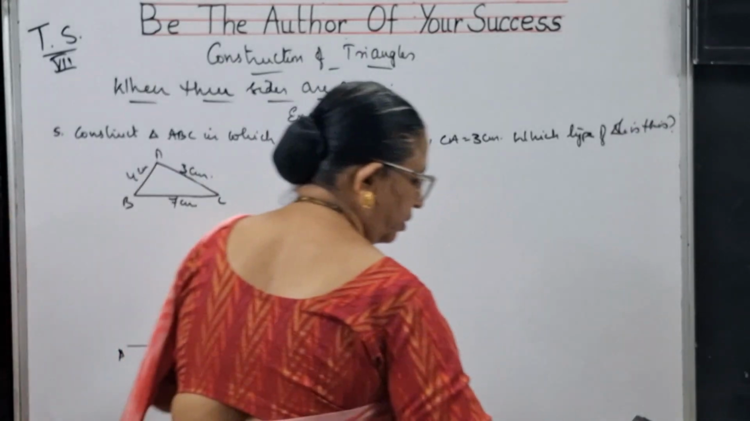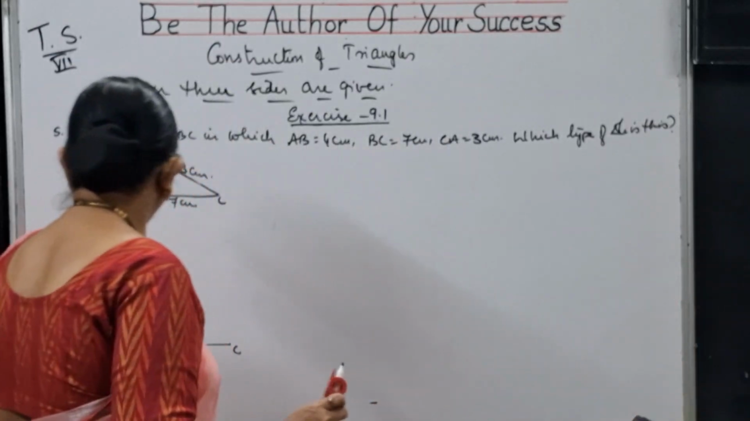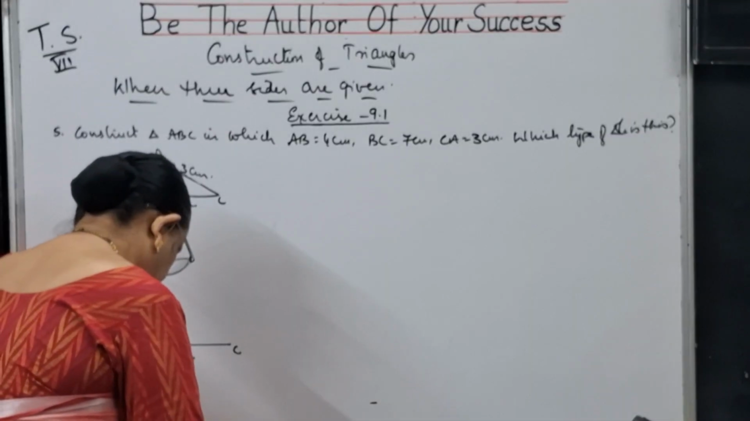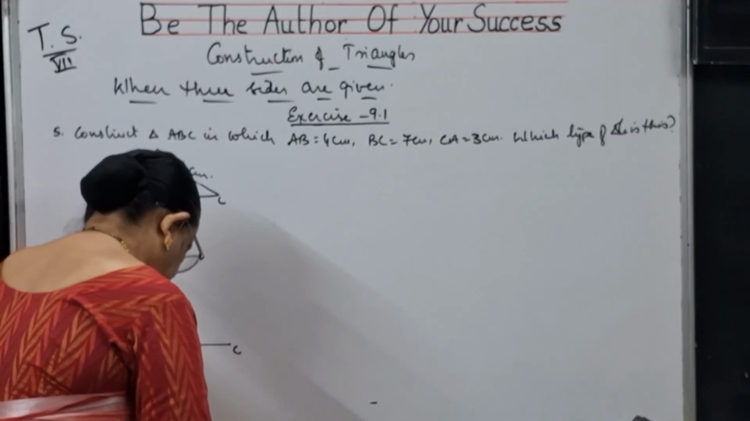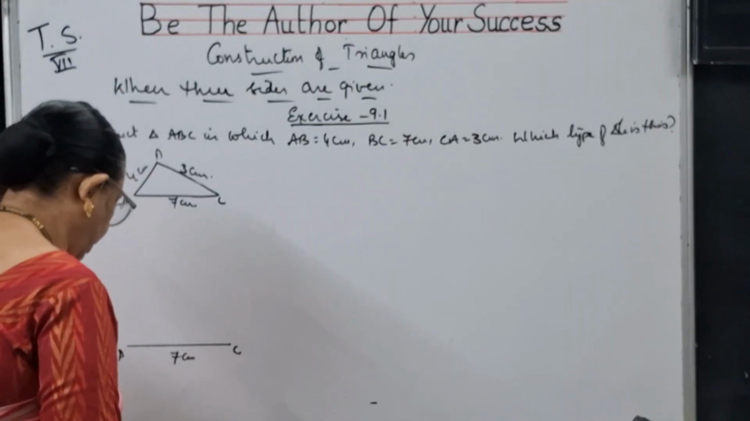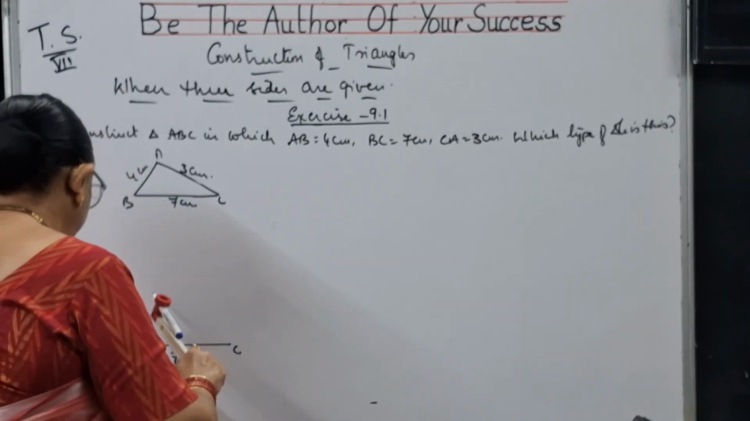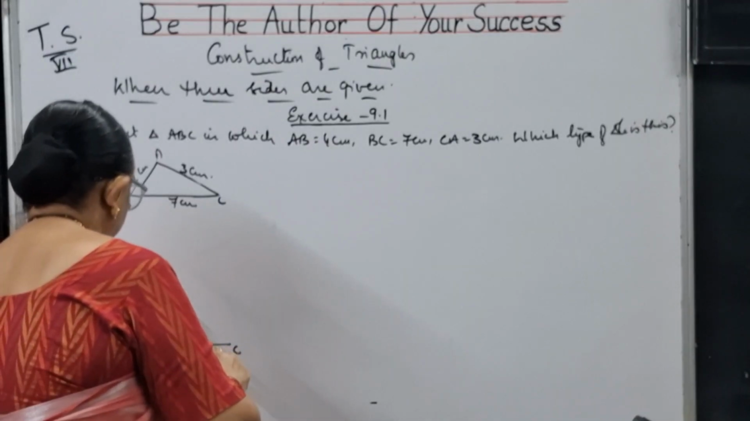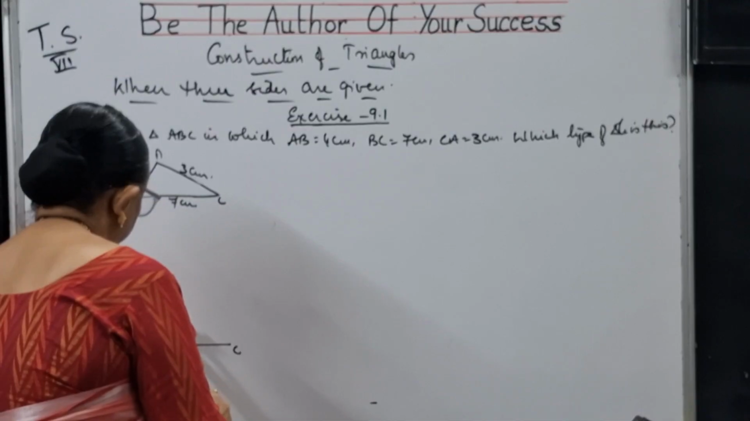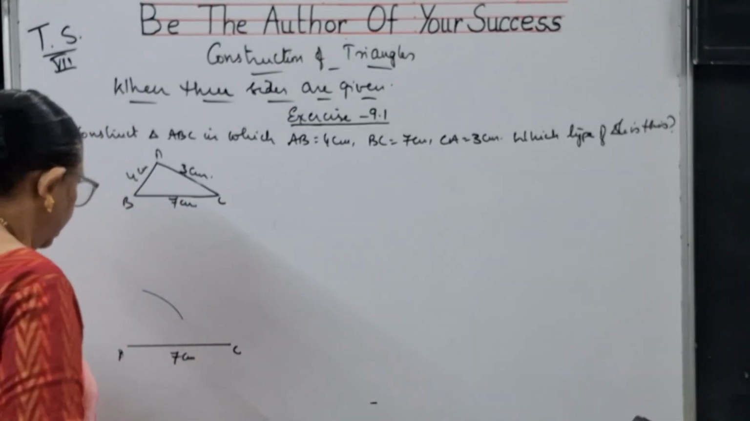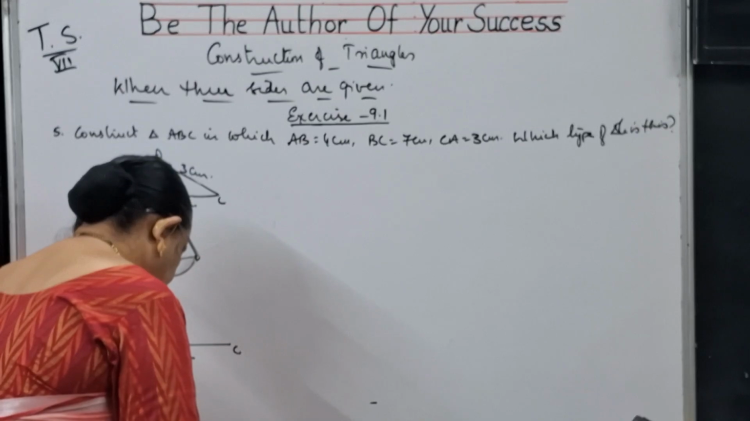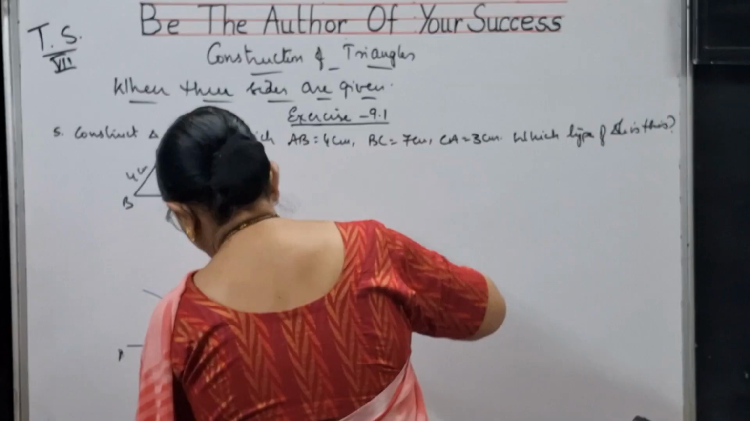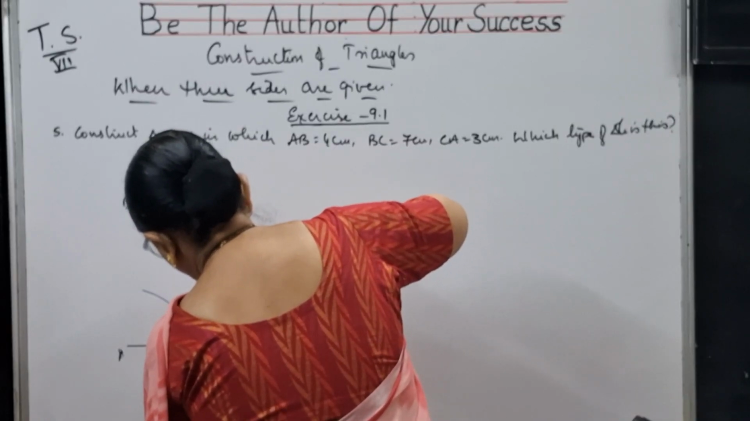Now what should I do? I have to go for BA 4 centimeters. So this is 4 centimeters. By taking 4 centimeters, I should draw BA 4 centimeters. So this will be BA 4 centimeters and CA 3 centimeters. So this is 3 centimeters, C and A.